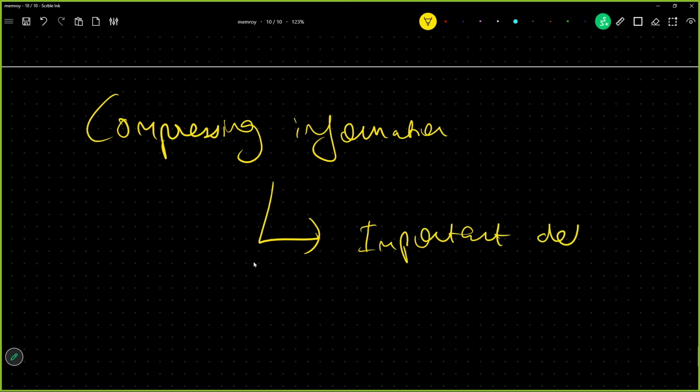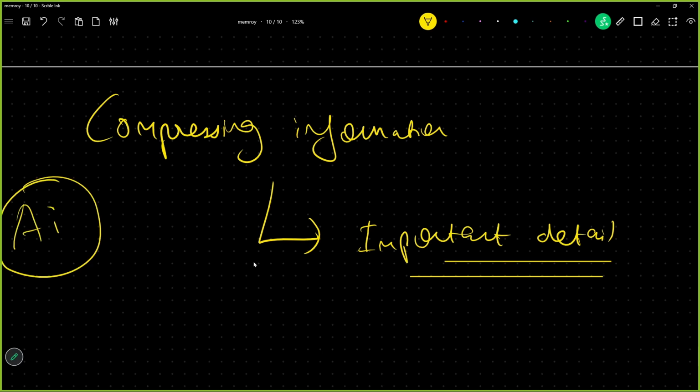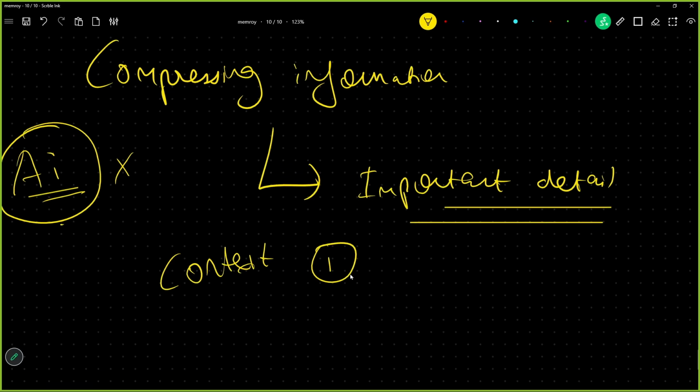We might miss out an important detail which AI did not summarize, because here the control of summarization is in AI's hands. AI thinks whether it is important to summarize or not important to summarize. AI is in charge over here. If the AI did not summarize a very important detail because it thought that this is not important, we will lose our context. This is the first problem with this particular scenario.